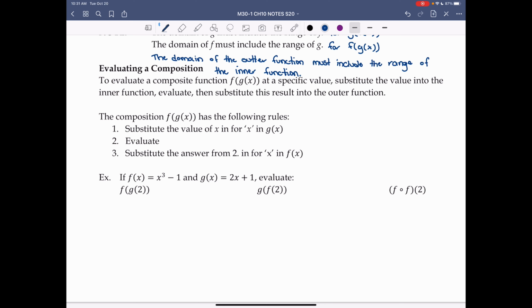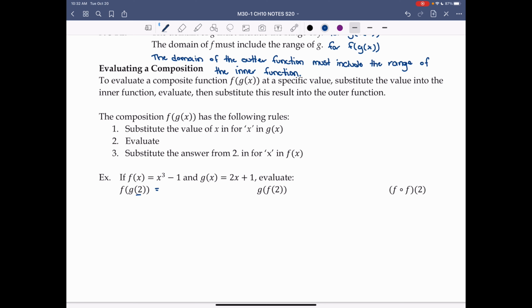Example, if f of x equals x cubed minus 1 and g of x equals 2x plus 1, evaluate f of g of 2. So this tells us to sub 2 into the function g of x wherever there's an x.